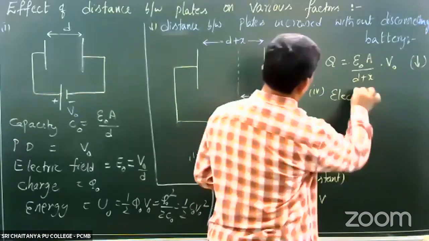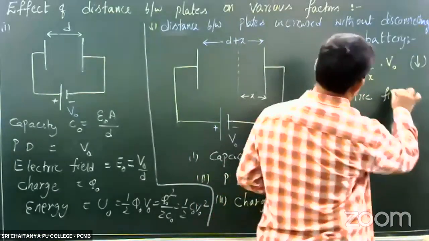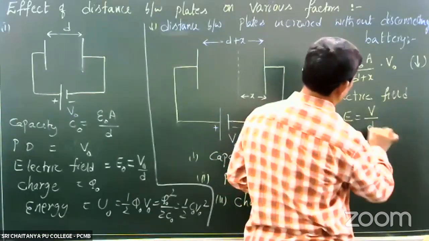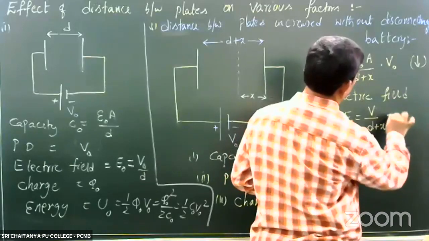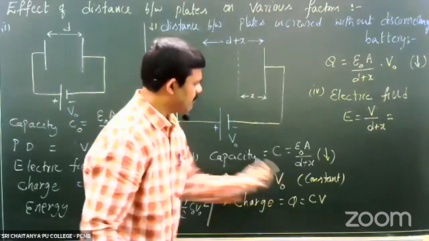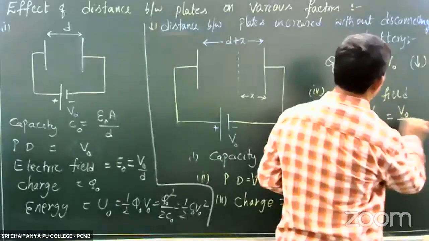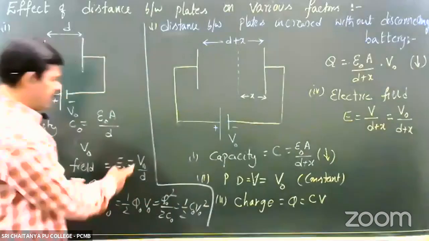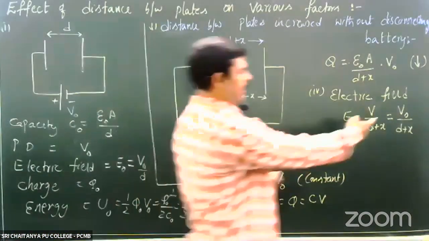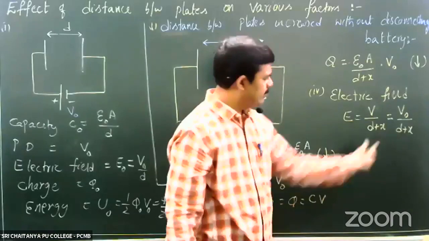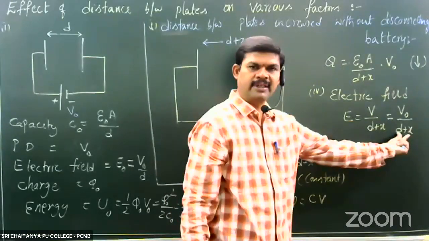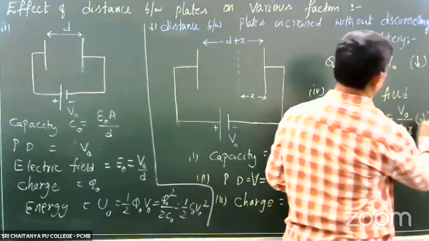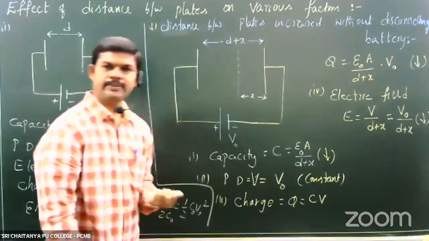What about electric field? Electric field E equals V by D plus X. V is equal to V naught, so V naught by D plus X. Distance is increased. Earlier it was V naught by D, now V naught by D plus X. The denominator is increased, so the total decreases. Clear?